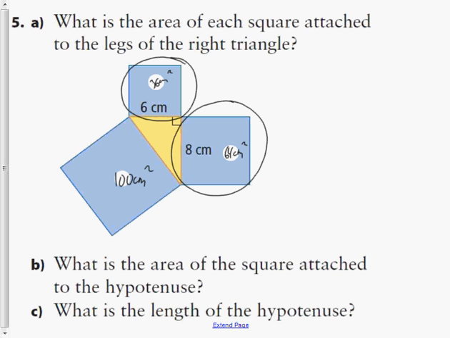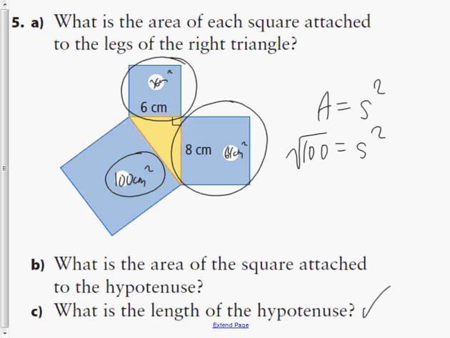The third part says, what is the length of the hypotenuse? Well, if the area of the square attached to it is 100 centimeters squared, and the formula for the area of a square is side squared, then if I square root both sides, the side length will be 10 centimeters.